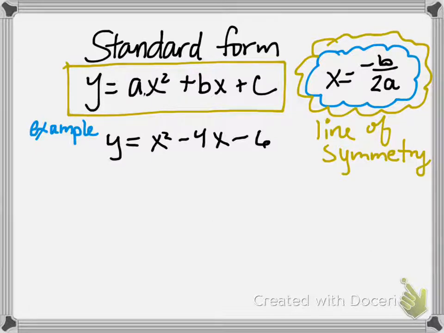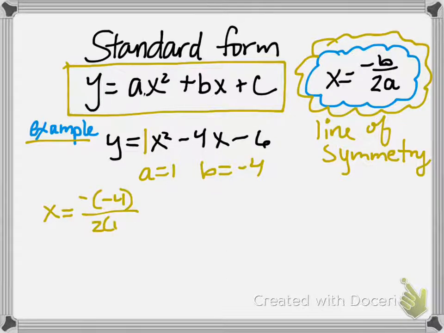So here's an example. In this example, a is 1 and b is negative 4. So when we find the line of symmetry, it's going to be negative 4 over 2 times 1, which is 4 over 2, which is 2. So we know the x-coordinate of the vertex of this graph is at 2.